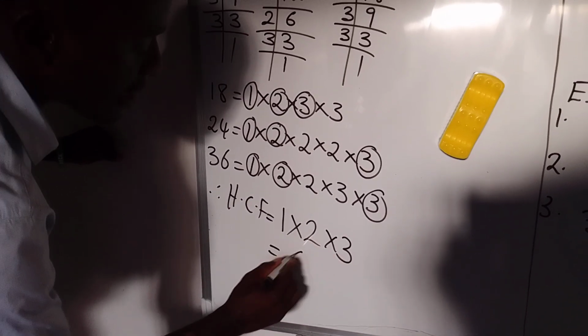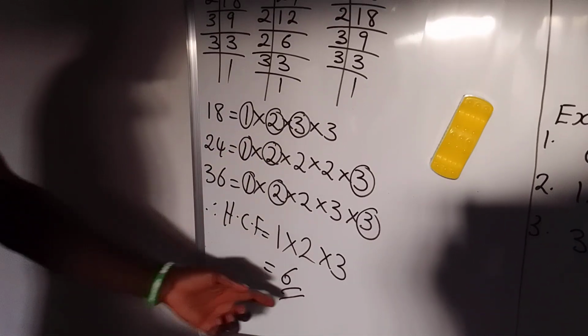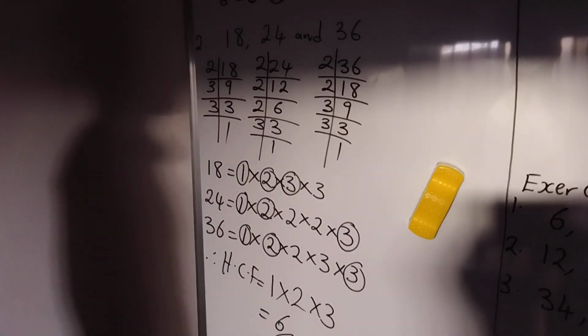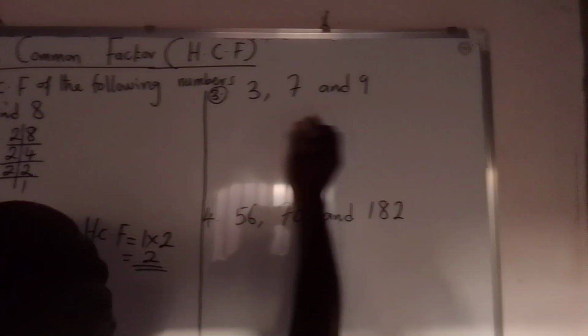2 times 3 is 6. So the highest common factor of 18, 24, and 36 is 6. Let's quickly look at number 3 on the board, which we have for HCF of 3, 7, and 9.